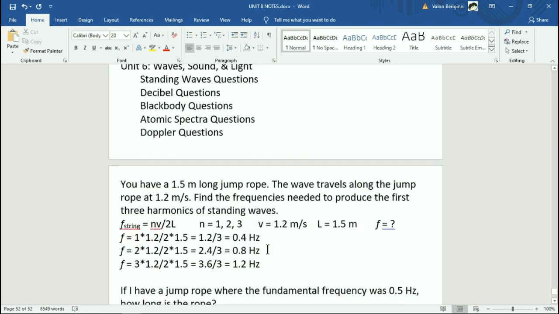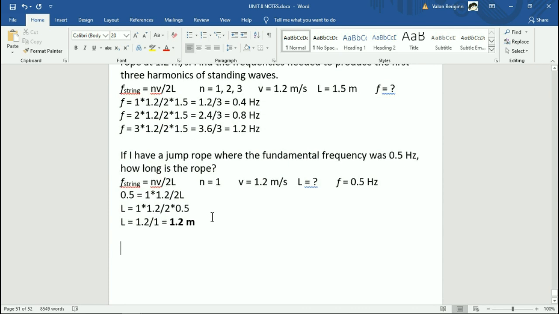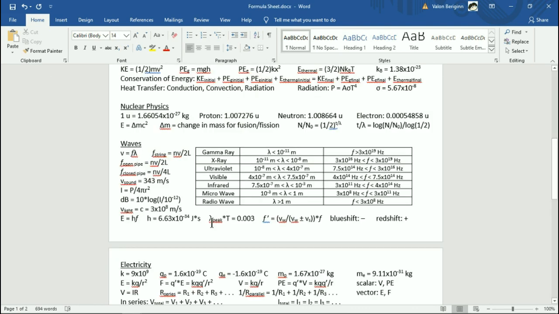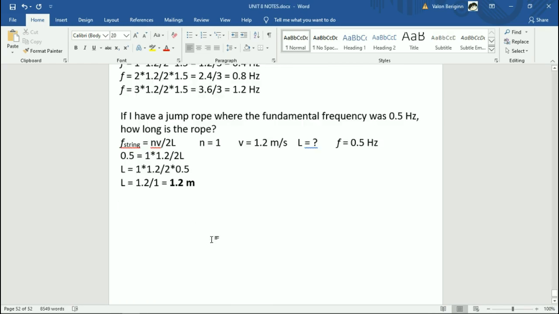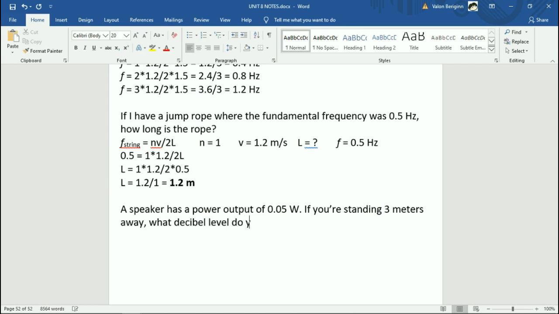Okay, so let's move on to another question then. Decibel questions. You can go multiple ways with this. Let's try. A speaker has a power output of 0.05 watts. If you are standing 3 meters away, what decibel level do you hear? So I'm asking for decibel level.